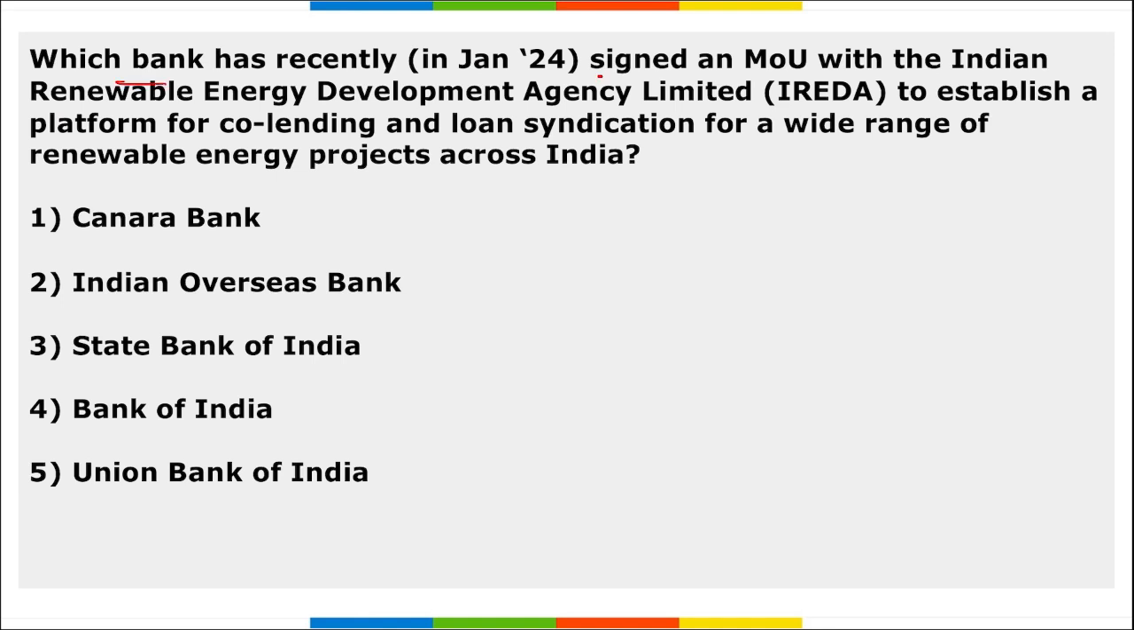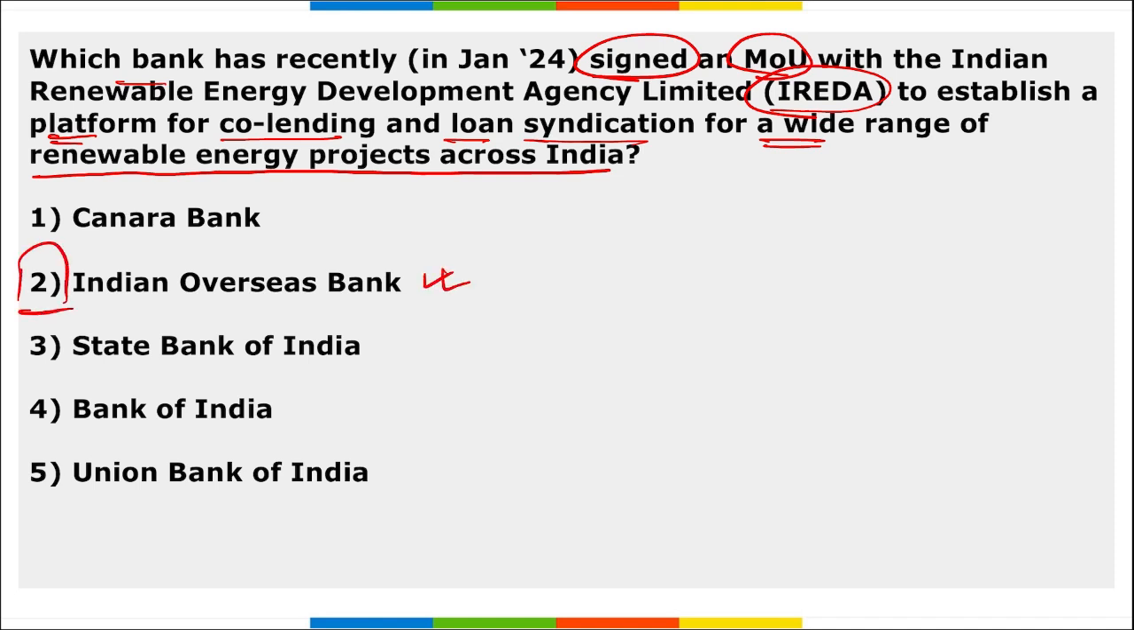Next, which bank has recently signed an MOU with IREDA to establish a platform for co-lending and loan syndication for a wide range of renewable energy projects across India? It is Indian Overseas Bank. Right? They signed an MOU with IREDA. Correct?